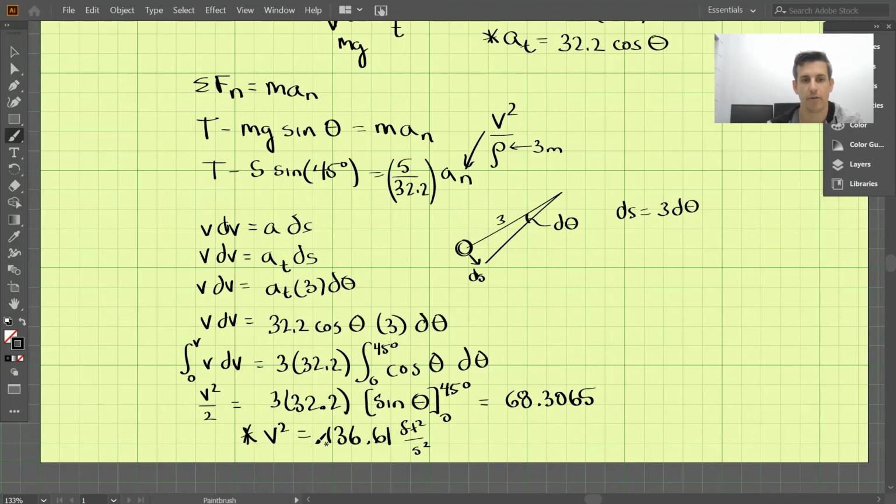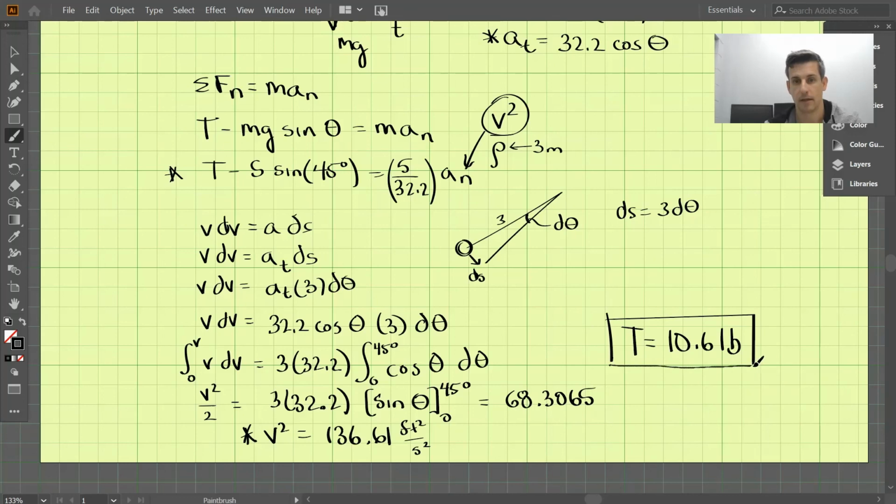And now that we know this, we can plug this back into this equation here. So we have v squared, we can plug that in here, and then we can go back to solving this equation. So we know v squared, we know rho here, we can plug that in for the acceleration in the normal direction, and then all we need to do is solve for T, and T comes out to be 10.6 pounds. And that is our answer for 1363.